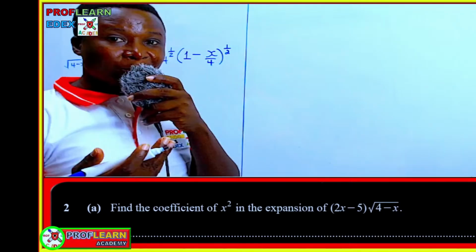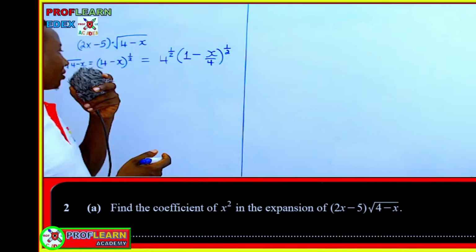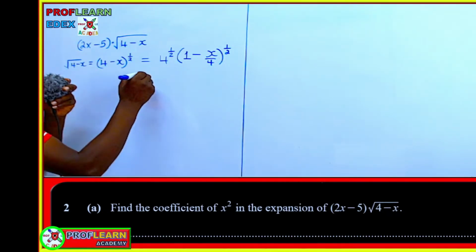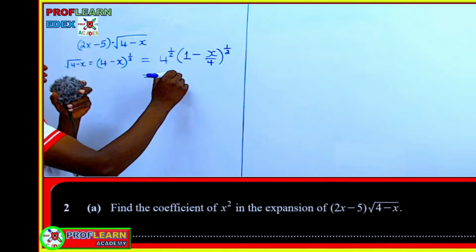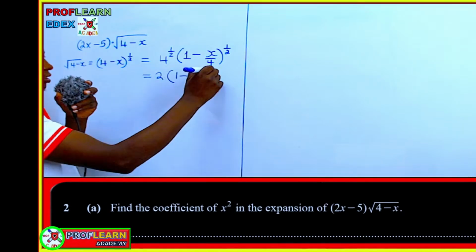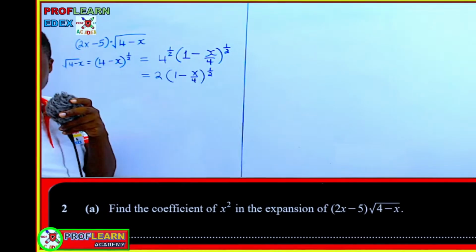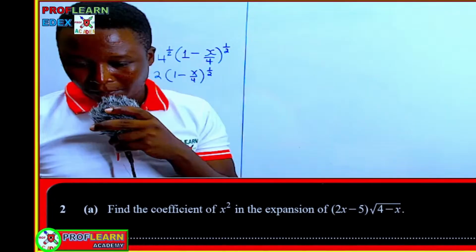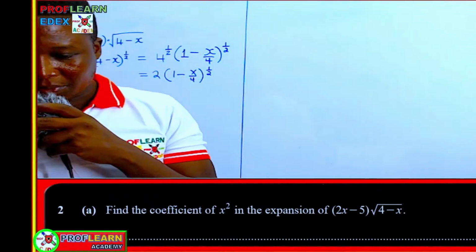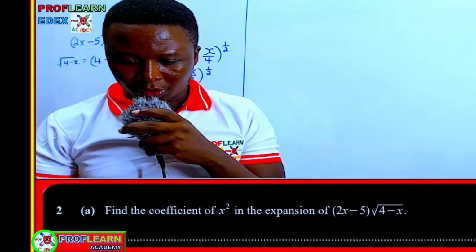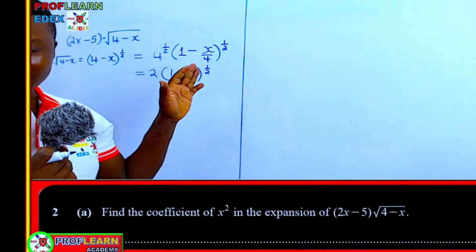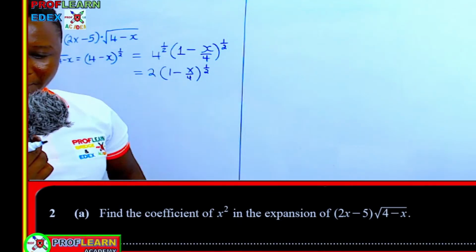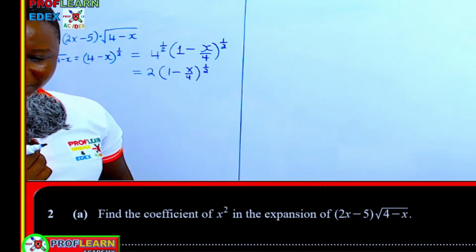2, the square root of 4, right? That is 2. So this is going to be given as 2 into bracket 1 minus x over 4, raised to 1 over 2. Now this is the part that we are going to expand. This part that we have here is to be expanded using the binomial theorem, right?